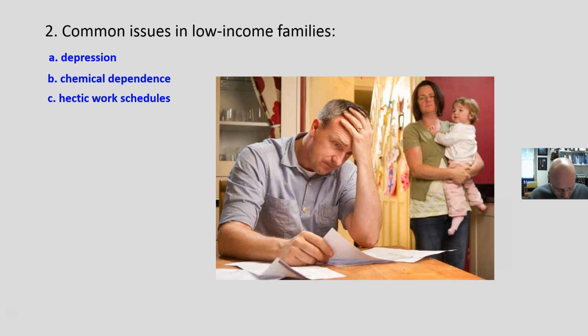Now, children living in poverty tend to spend less time finding out about the world and more time just trying to exist in it. Common issues in low-income families. Within the family, they're dealing with a lot of stuff: depression, chemical dependence by one adult or more, hectic work schedules. They simply don't have time. They're trying to make ends meet. There is more stress in the factor. All factors that interfere with healthy attachments and healthy cognitive development.